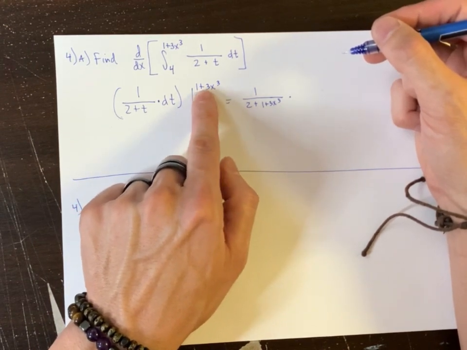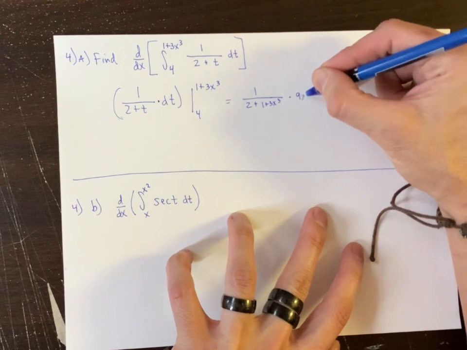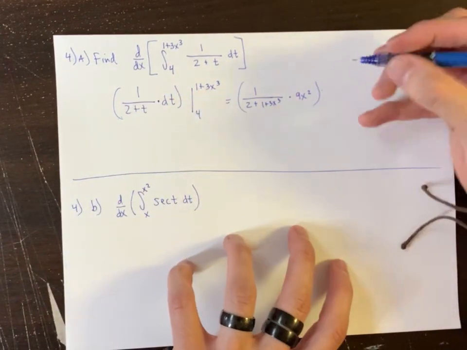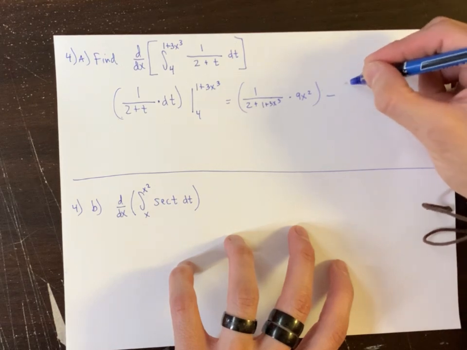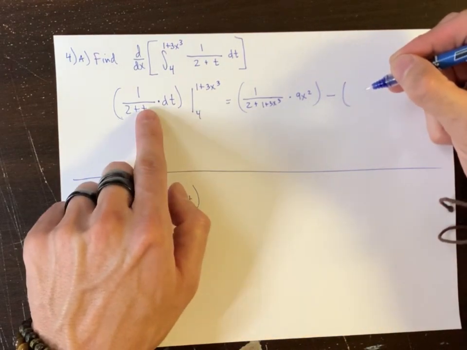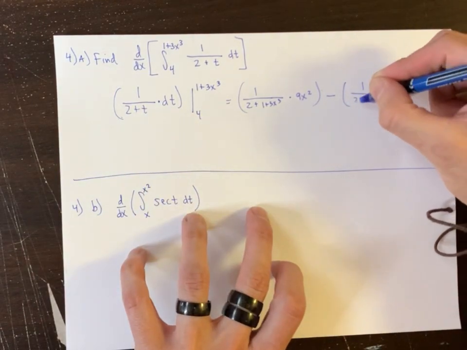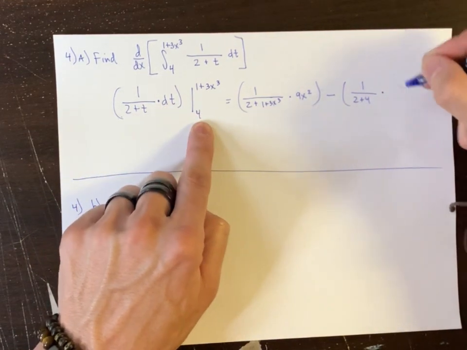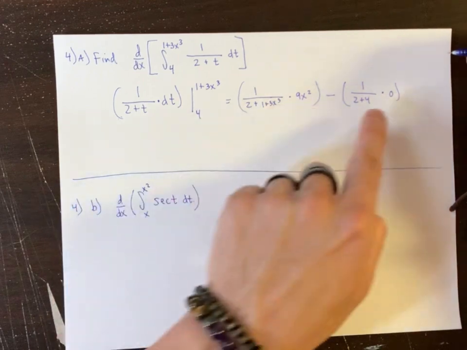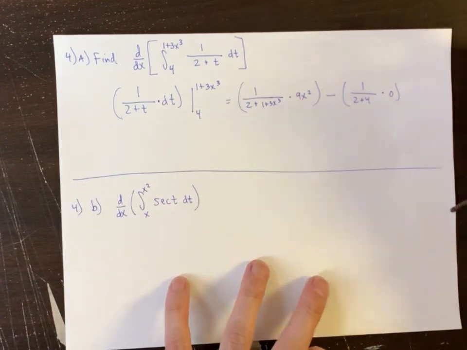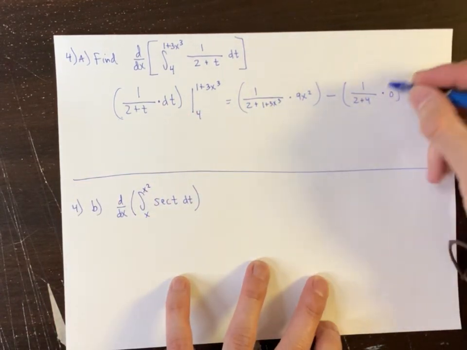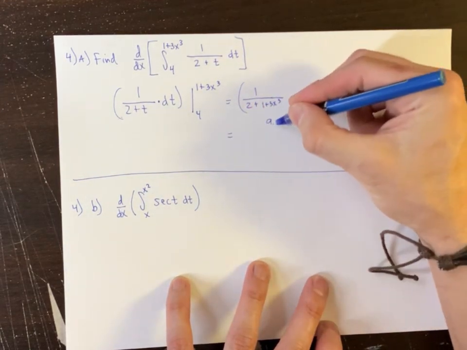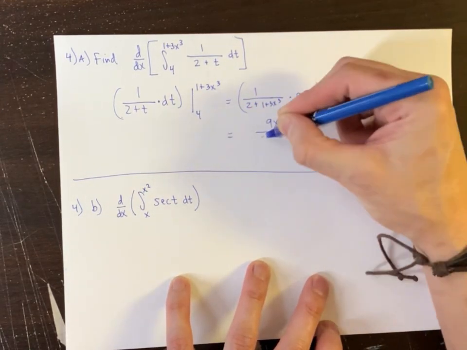So the derivative of this would be, of course, 9x squared. So that's the top part being plugged in. And then, the usual would be minus. And now you plug in 4 into t. So that'd be 1 over 2 plus 4 times the derivative of whatever it is that you're plugging in, which in this case is just 0, because that's the derivative of a constant. 0 times that is just 0, so it's irrelevant. And so all you're left with is 9x squared in the top.